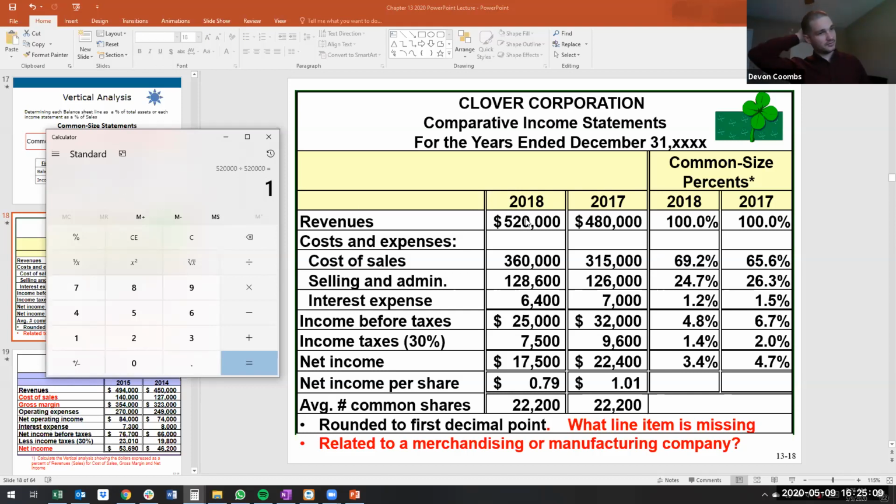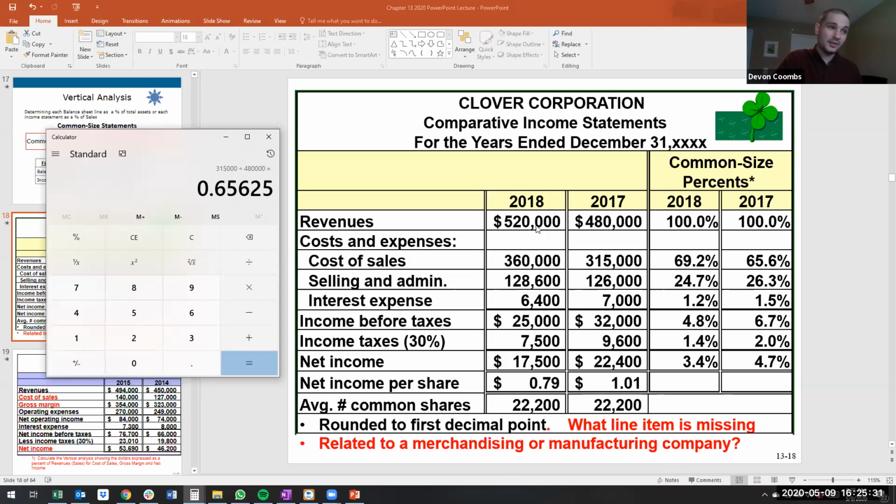So out of that 520,000, how much did we spend on cost of sales? We just take the 360 divided by 520. That gets us our 69.2% here. And then for 2017, 315 divided by 480, that gets us our 65.6% here. And so this is useful, right?